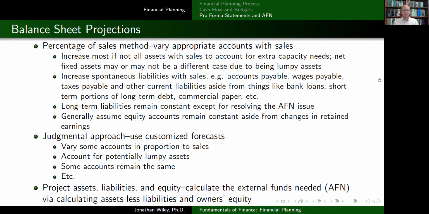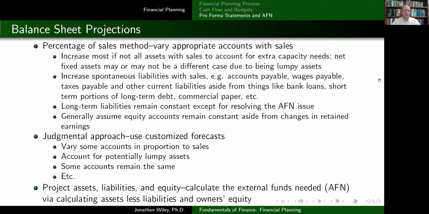Let's suppose that I project out that at the end of the year, I'm going to wind up with $100 million of assets, and I'm going to have $30 million of liabilities and $50 million of equity. If you're doing the math, you're like, oh, wait a minute. $100 million of assets, $30 million of liabilities, $50 million of equity. That doesn't add up, because the liabilities and equity only add up to 80 million.